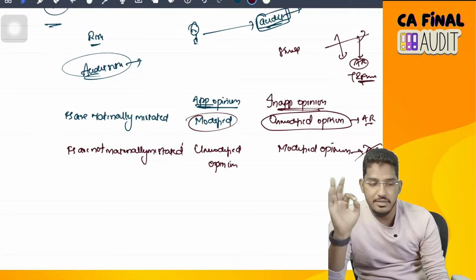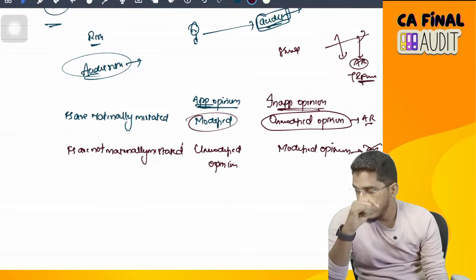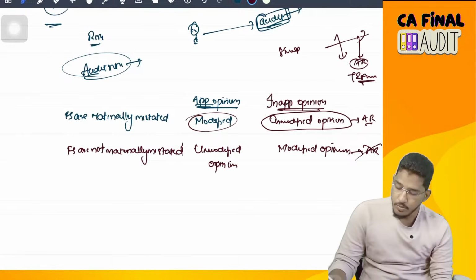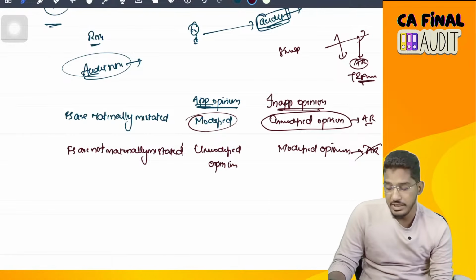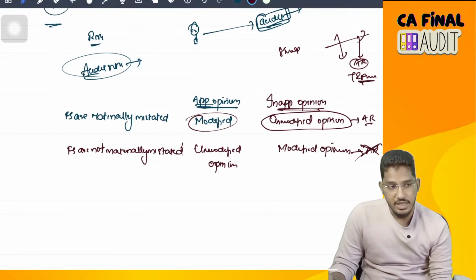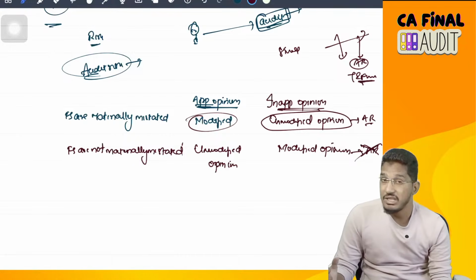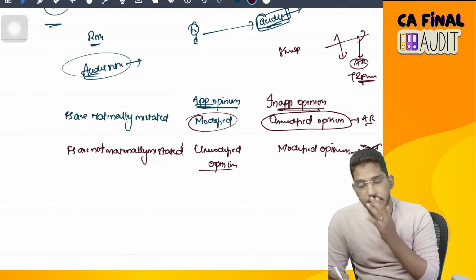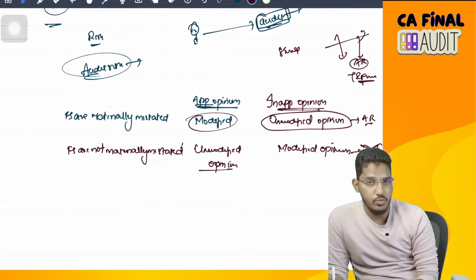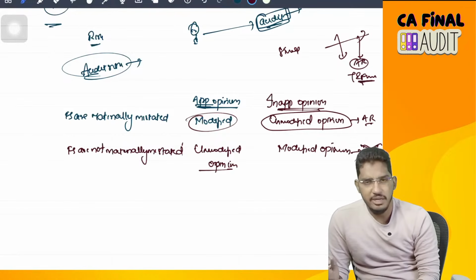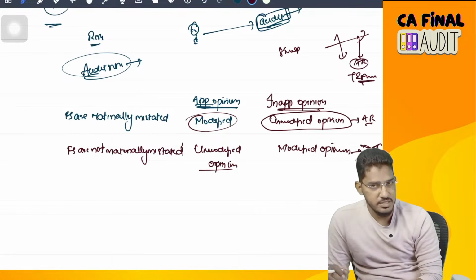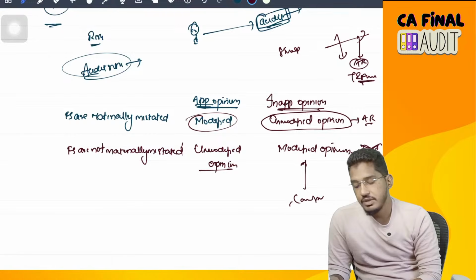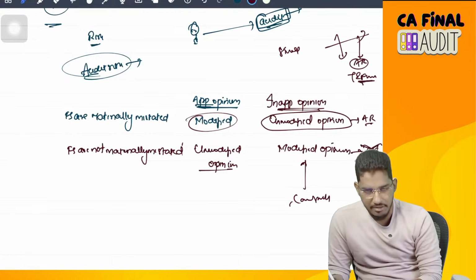That means when a modified opinion is appropriate, if you give an unmodified opinion, only that will come under audit risk, but not the other way around. If you give a modified opinion when an unmodified opinion is appropriate, that will not come under audit risk. This is true even if you go by the definition, and even if you think from a practical perspective. Why? Because if unmodified, where you should have told that the financial statements give a true and fair view, you are saying that except for some items, something is wrong. Except for some items, the financial statements are giving a true and fair view. See here, you are acting a little bit more carefully. By giving a modified opinion, you are acting more carefully.